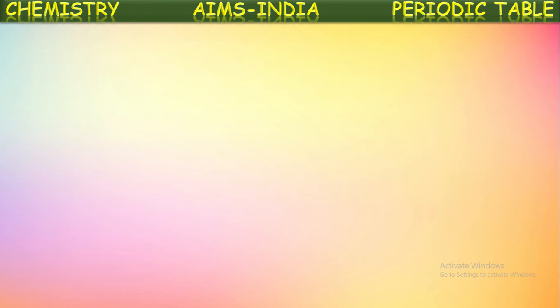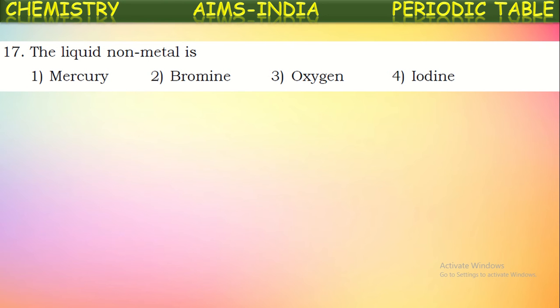Okay. Next, the liquid non-metal is, we know out of all the available elements, out of 118 elements, only two elements exist in the liquid state at normal temperature. What are those two? Mercury and bromine. But here they're asking specially about liquid non-metal. We know mercury is a liquid metal, whereas bromine is a liquid non-metal. Bromine is the correct answer here.